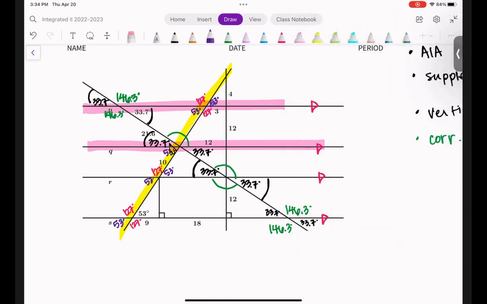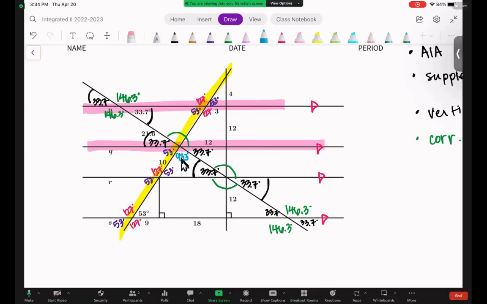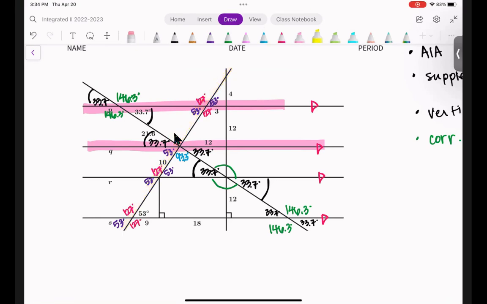So I just need a different color and we're going to use this one. Hopefully you see that's 93.3. And now you know that the other guy, the vertical angle to that, is 93.3 as well. So I can erase that green arc right there. So then I'm going to write 93.3 here. And then now you notice, oh, this is 53 degrees. So you're kind of seeing how we go about this, right?